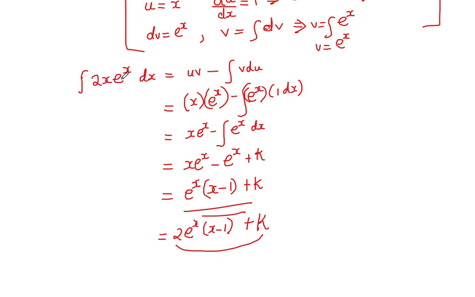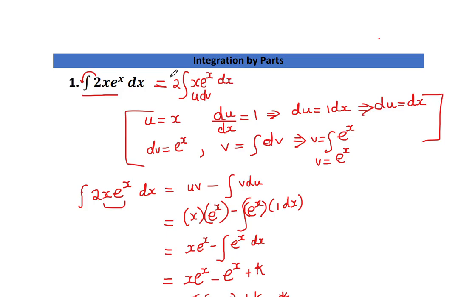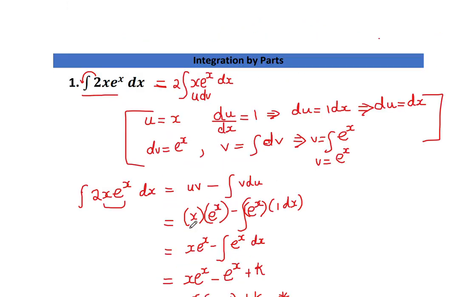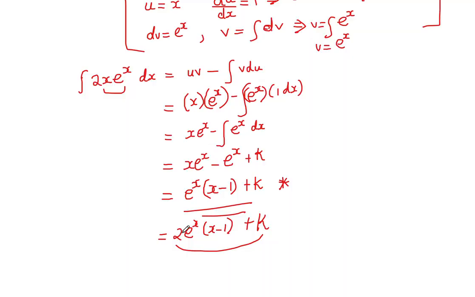So the integral of 2x e to the x is equal to 2 e to the x into x minus 1 plus the constant of integration, which is k. So this answer here would have represented the integral for x e to the x. This answer here is the integral for x e to the x, this portion. But because we had pulled out 2 in front of the integration sign, we have to multiply back the answer for the integral of x e to the x by 2. So we get 2 e to the x minus 1, plus the constant of integration, which is k, and that is the final overall answer.